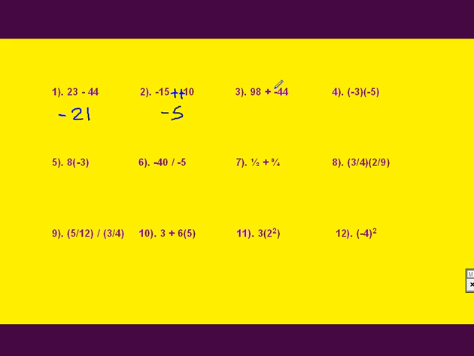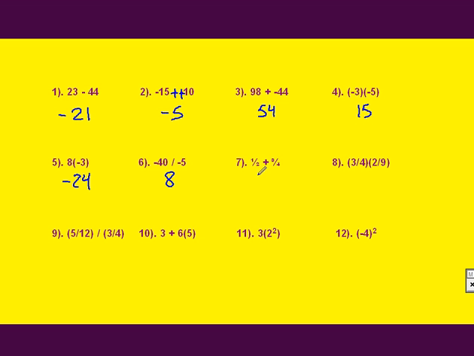This one here, same thing, opposite sign, so we subtract, we should get 54, bigger sign was positive. Negative times a negative gives you a positive, so positive 15. Negative times positive is negative, so negative 24. Negative divided by negative gives you positive, and it's 8.